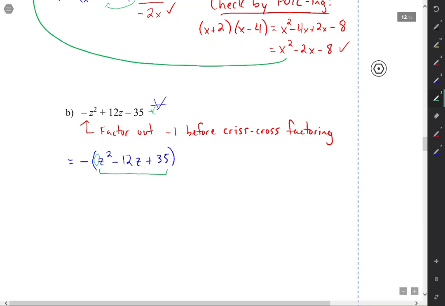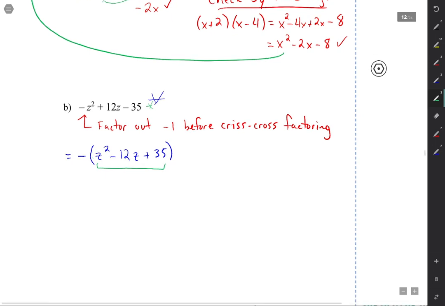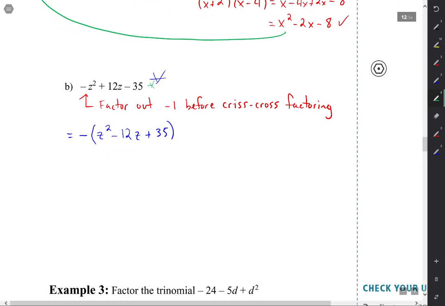So let's do the same steps we did in the previous example in part A. So the first thing we did was we wrote down two factors of z squared, or the first term. So two things that would multiply to equal z squared, well, that's going to be z times z. That's our only option. Now for 35, we have a couple options again. We could do 1 times 35, or we could do 7 times 5. And we're going to stick with that one because I know that one works.